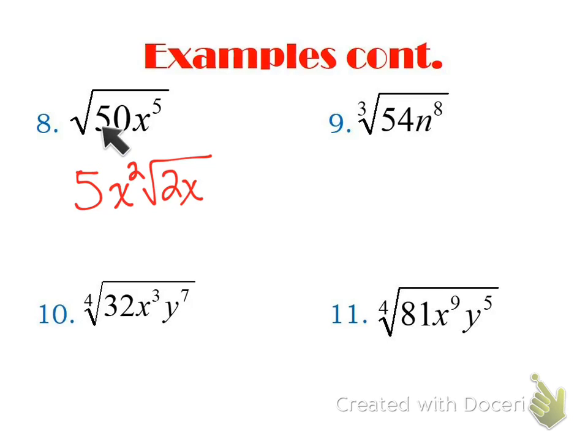So for the 50, most people would probably break it into 25 and 2. 25 breaks into a pair of 5s. That's how we end up with a 5 outside. The 2 doesn't have a pair, it stays in.